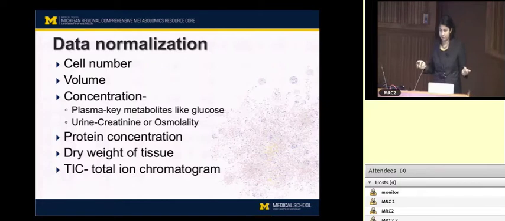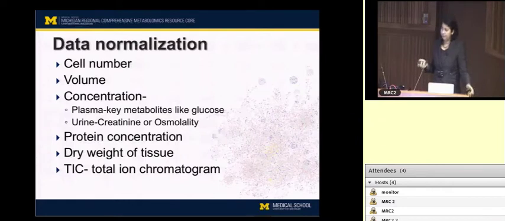Urine, I'm a nephrologist. In urine, we know for sure the concentration effects are really huge between subjects and even within a subject depending on your hydration. So you can use metabolites like creatinine, which are fairly stable over time, or the osmolarity of the urine to compare sample A to sample B.